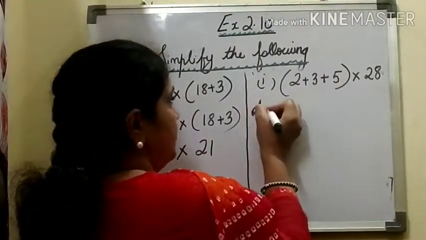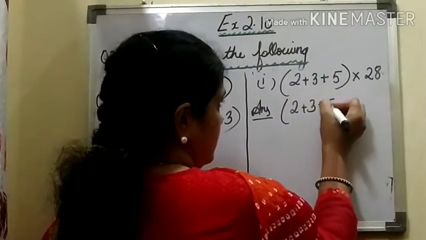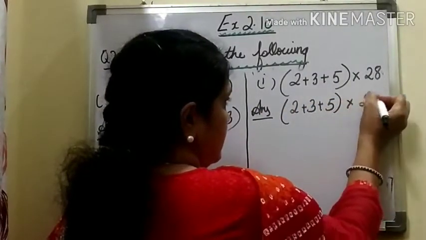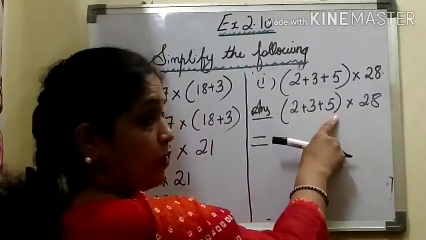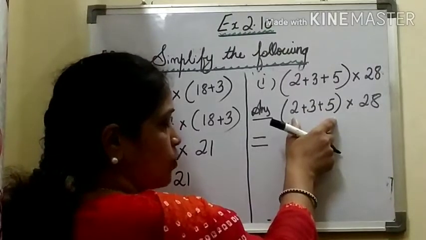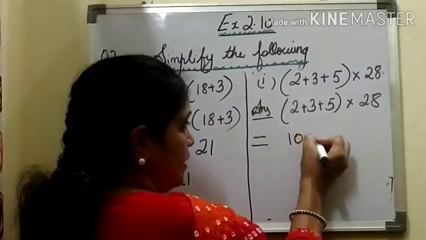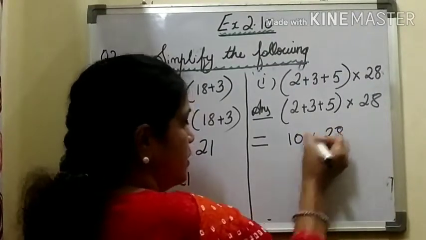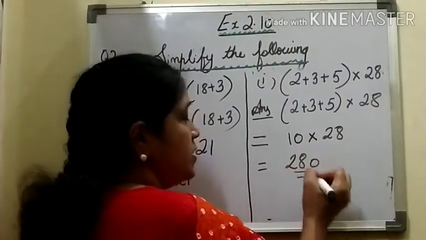Now the next one. First write down whatever is given in the sum. Let me write down the same thing, then put an equals sign. First, we will solve the operation inside the small bracket. 2 plus 3 is 5, 5 plus 5 is 10, 10 multiplied by 28, so it becomes 280. Okay. Now is it clear how to do it?